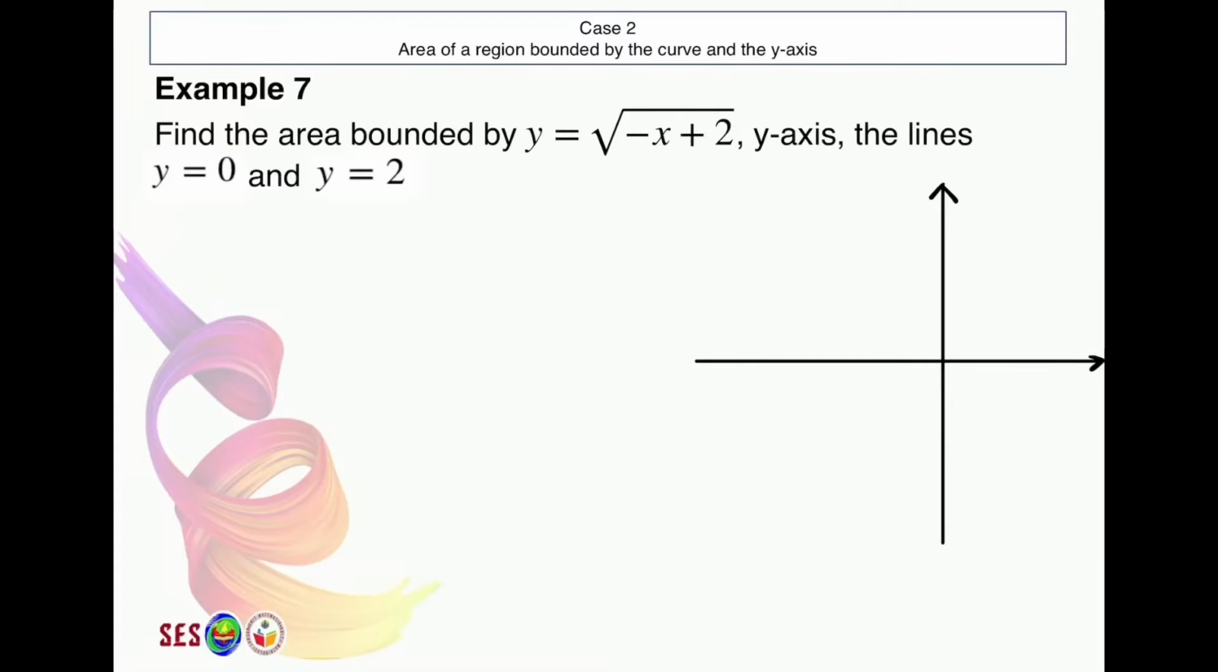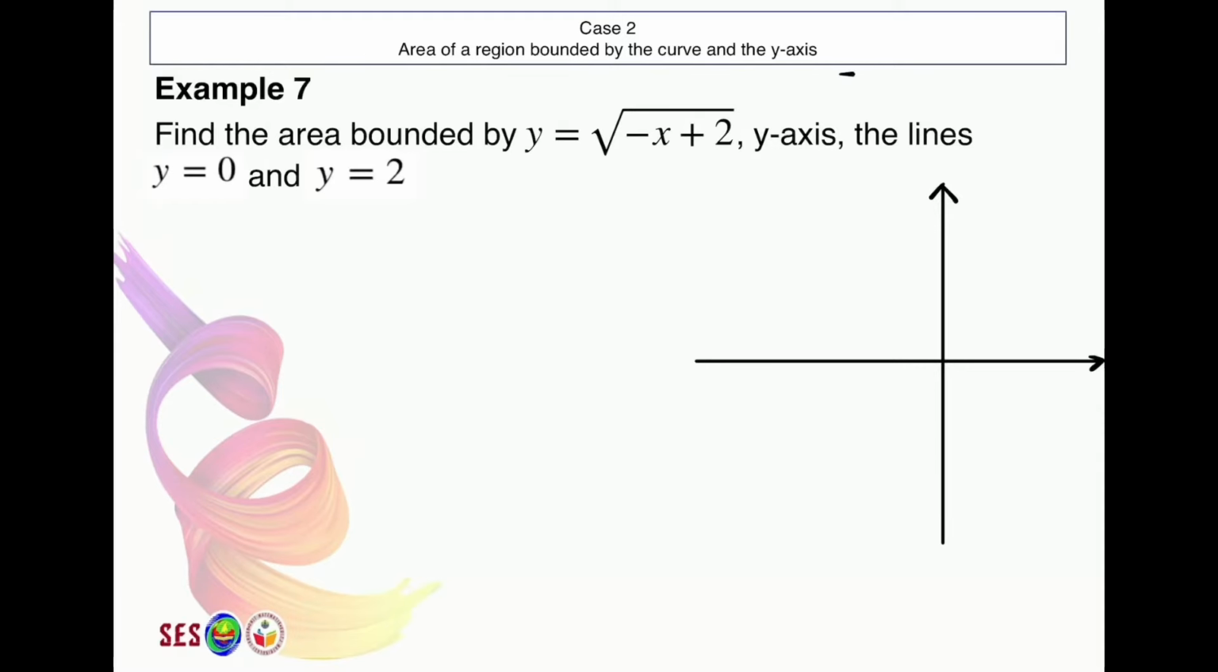We're now going to look at example number 7. The question asks us to find the area bounded by y equals square root of minus x plus 2, the y-axis, and the lines y equals 0 and y equals 2. So, first of all, to get a better view of the question, it is best for us to sketch the graph. So remember how to sketch your square root graph.